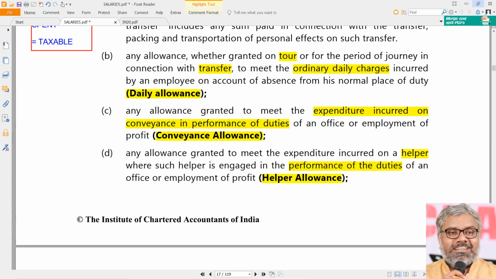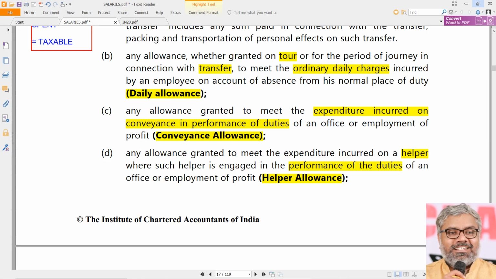So for performance of duties, if any helper is appointed and that helper's salary is paid by the employee, and the employer is not bothered about who this helper is, the employer simply gives some fixed standard amount of helper allowance to the employee. If the employee really spends the entire amount in paying the helper whom he has appointed, then the entire amount is exempt. If it is short spent, then the remaining amount becomes taxable.